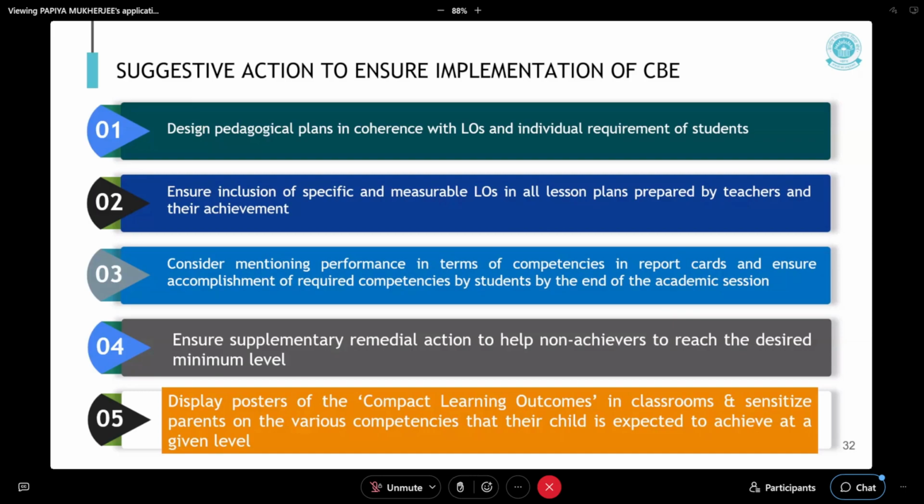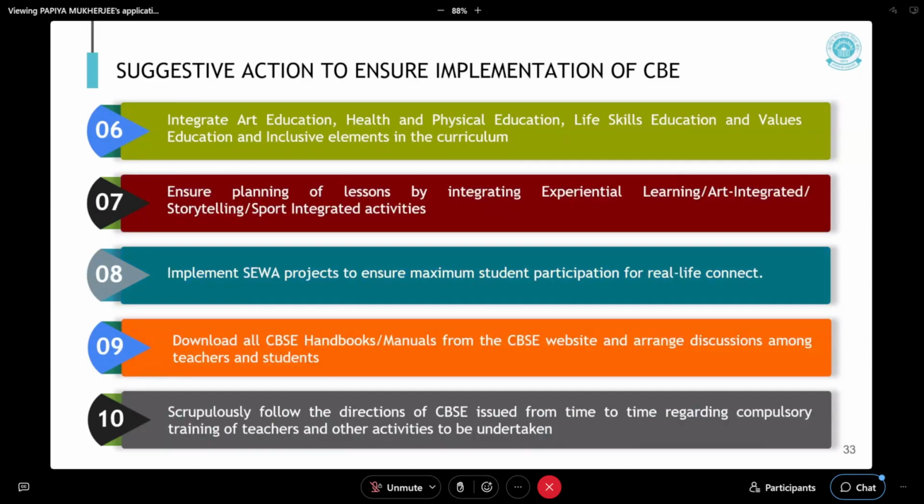It can also be done beautifully by displaying posters of compact learning outcomes in classrooms and in corridors, so that parents and students, the children, come to know that this is what they are expected to learn. We need to integrate art and health education, life skill education, value education, and use various kinds of innovative pedagogical tools like experiential learning, art integrated learning, storytelling, sport integrated learning.